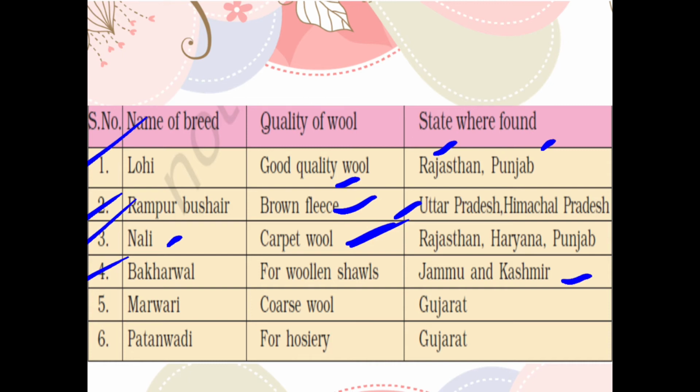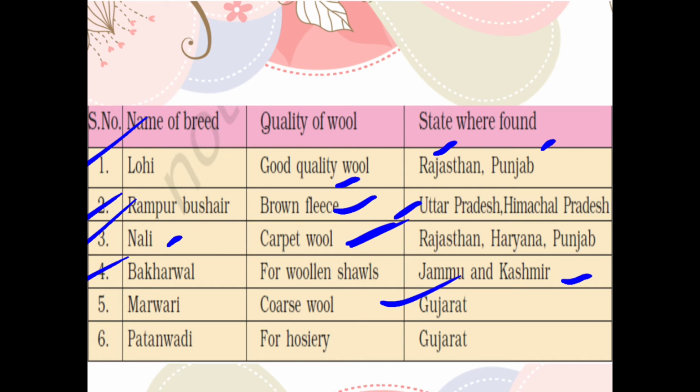The next one you can see is the Marwadi breed. This breed of sheep has coarse wool. Coarse wool is a little bit hard; we have read about coarse wool. The state where this breed is found is Gujarat.